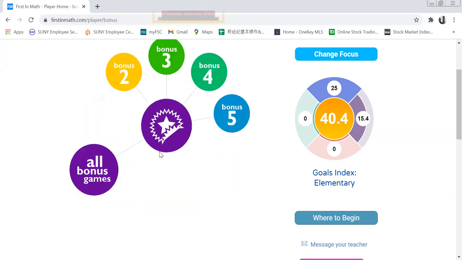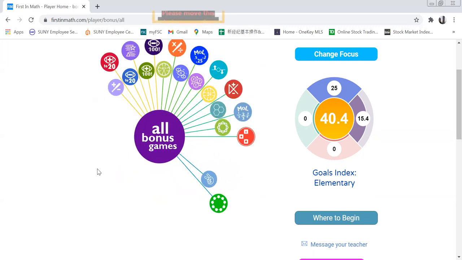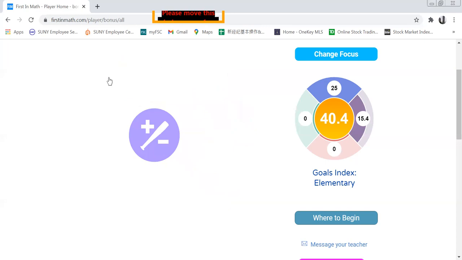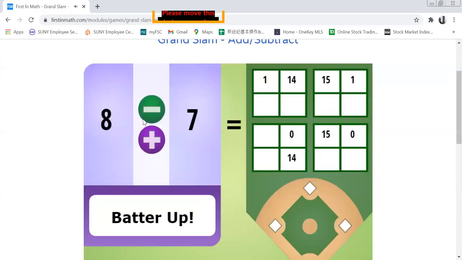Then there's also bonus games. This one is one of the most popular, though I think you might not like it. I personally don't think it's good, but this might be one of your favorites, Grand Slam. This is pretty easy because 8 minus 7 is 1, and then 8 plus 7 is 15, so it's going to be that one, tap it.